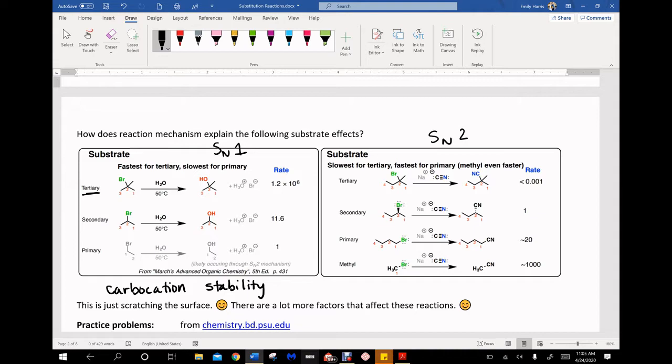And so what happens is the bigger and bulkier the group is, like something tertiary, it's actually going to slow the reaction way down. The main consideration for SN2 reactions is what's called steric hindrance. What that means is the bigger and bulkier your electrophile, your substrate is, it's going to slow down the reaction by hindering that process of everything happening at one time.